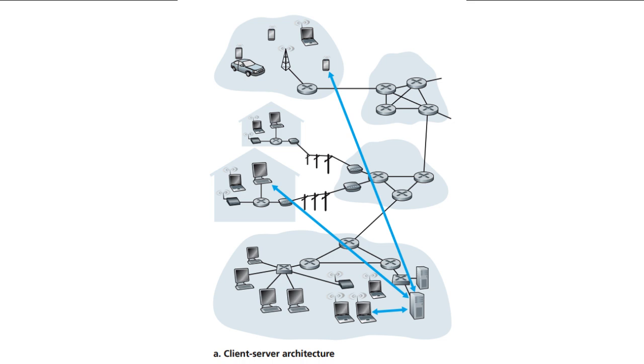Often in a client-server application, a single server host is incapable of keeping up with all the requests from clients. For example, a popular social networking site can quickly become overwhelmed if it has only one server handling all of its requests. For this reason, a data center housing a large number of hosts is often used to create a powerful virtual server. The most powerful internet services, such as search engines, for example Google and Bing, internet commerce like Amazon and eBay, web-based email, for example Gmail and Yahoo Mail, and social networking like Facebook and Twitter, employ one or more data centers.